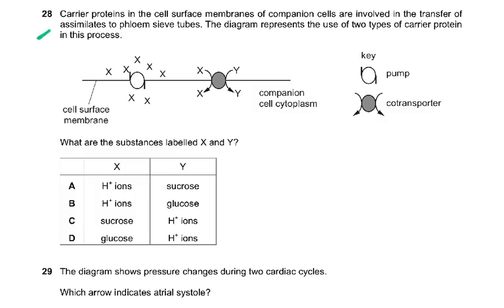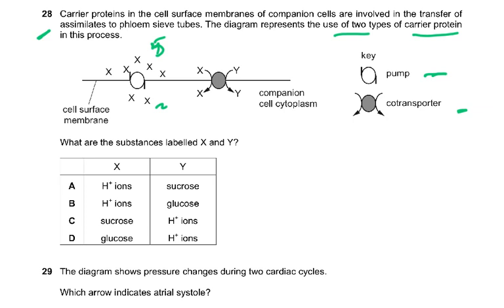Question number 28. Carrier proteins in the cell surface membranes of companion cells are involved in the transfer of assimilates to phloem sieve tubes. The diagram represents the use of two types of carrier proteins in this process. So we have cell surface membrane, then something X is going here to here. So there's a 2 here and 5 here. And then we have X coming back and bringing along with it Y. So they've given you the key, there's a pump, and this is the co-transporter. What are the substances labeled X and Y?